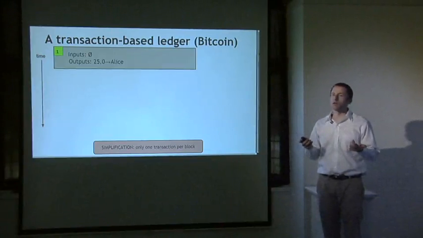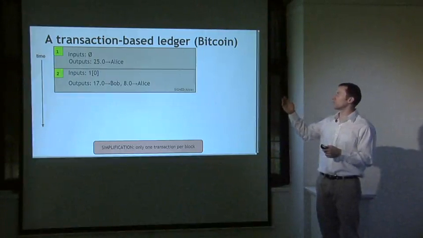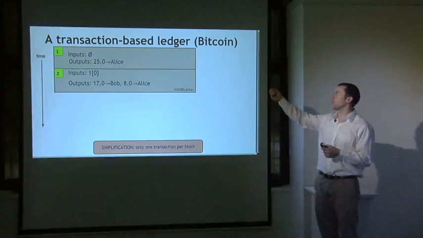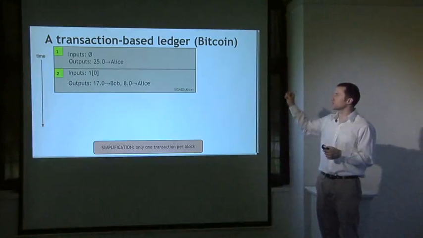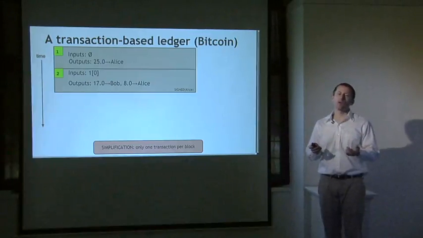And again, since this is a transaction where new coins are being created, there's no signature required here. Now, let's say that Alice wants to send some of those coins over to Bob. Well, now she has to explicitly refer to the previous transaction where these coins are coming from. So the input to this transaction will be output index 0 from transaction 1, which we can see from the very previous transaction in the log was a transaction that assigned 25 bitcoins to Alice. And now there are two outputs of this transaction. One of them is 17 coins to Bob, and one of them is 8 coins to Alice.